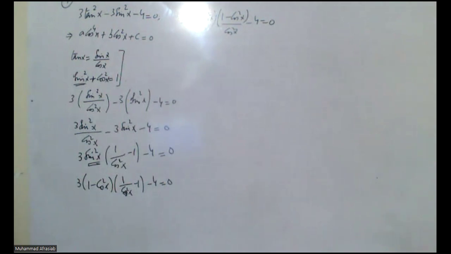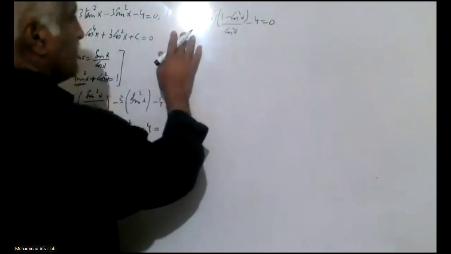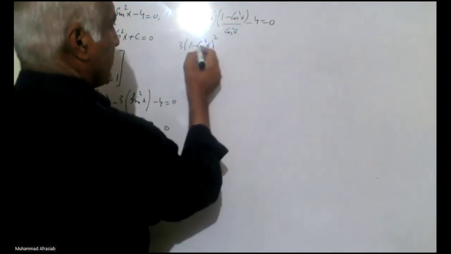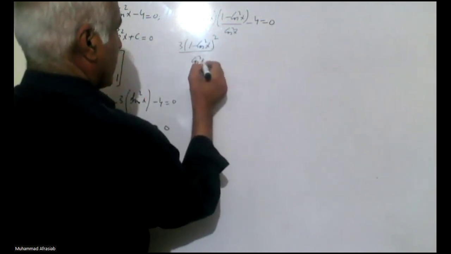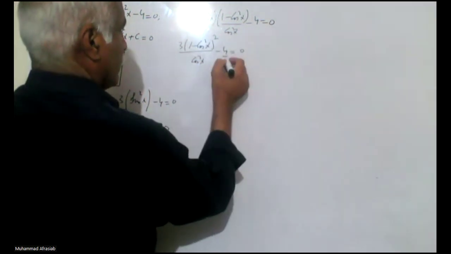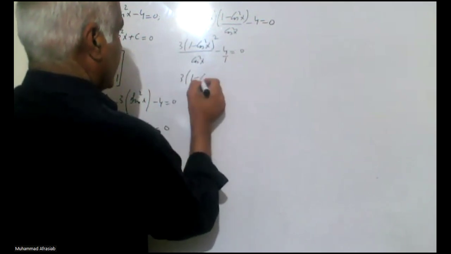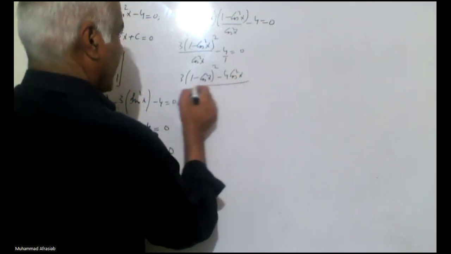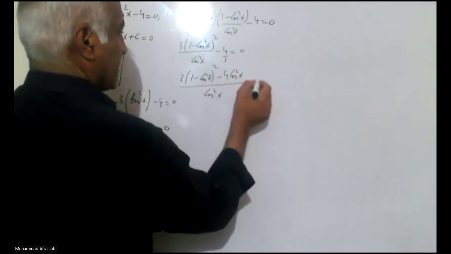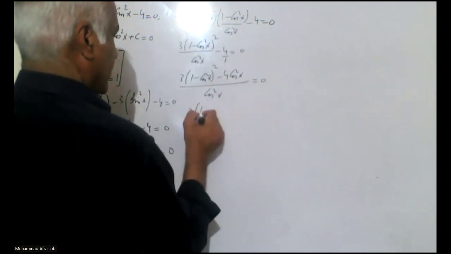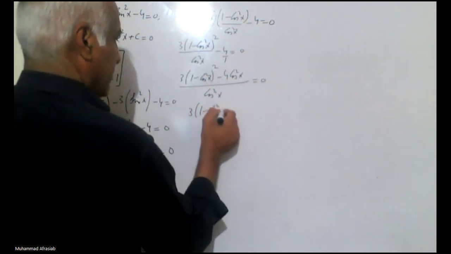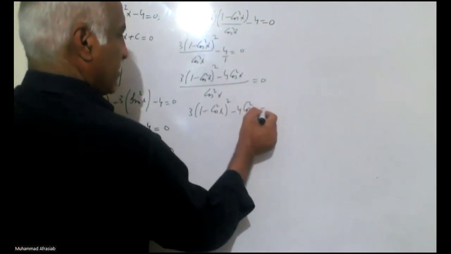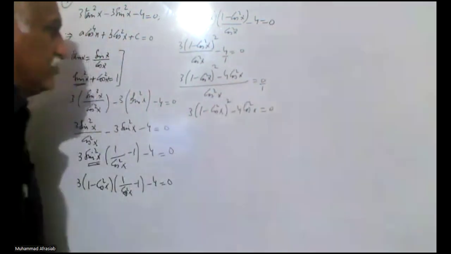Now this will become 3 into 1 minus cos square of x whole square over cos square of x, minus 4 equal to 0. This will become 3 into 1 minus cos square of x whole square minus 4 cos square of x, over cos square of x, equal to 0. This will be 3 into 1 minus cos square of x whole square minus 4 cos square of x equal to 0 if you cross multiply.